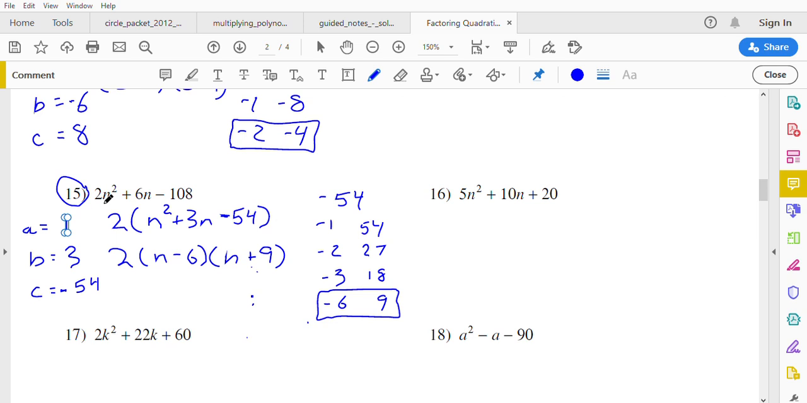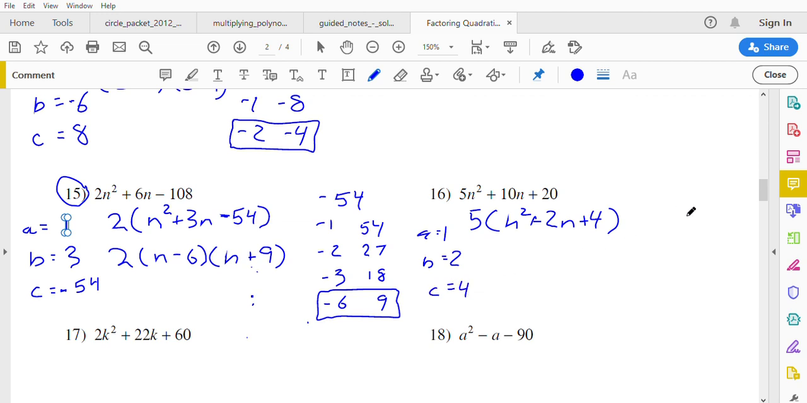Number 16, again, right off the bat, A is not equal to 1. A is equal to 5. So are all these numbers divisible by 5? Yeah, of course they are, right? You guys know how to do that. So the first thing we're going to do is factor out a 5. So 5 divided by 5 is going to be 1, which is what we wanted. 10 divided by 5 is going to be 2. And over here, 20 divided by 5 is going to be 4. Okay? So A is now equal to 1. B is now equal to 2. And C is now equal to 4.